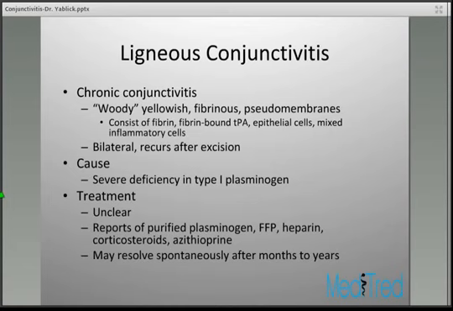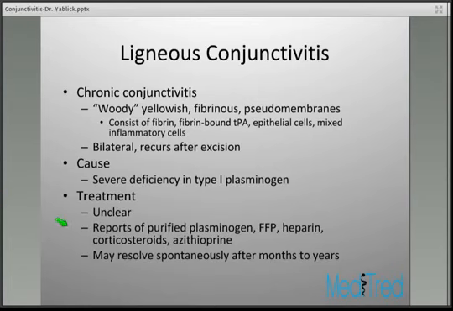The lesions are typically characterized as woody or fibrinous, and they consist of fibrin-bound TPA, epithelial cells, and also some mixed inflammatory cells. It tends to be bilateral and can recur after excision. And the cause is thought to be a severe deficiency in type 1 plasminogen. The treatment for this condition is unclear. If you excise the lesions, they do recur.